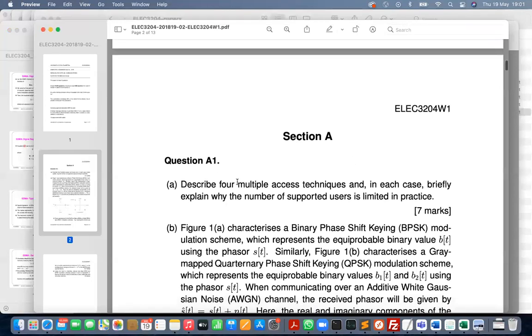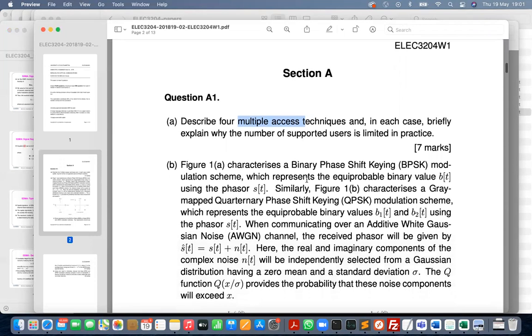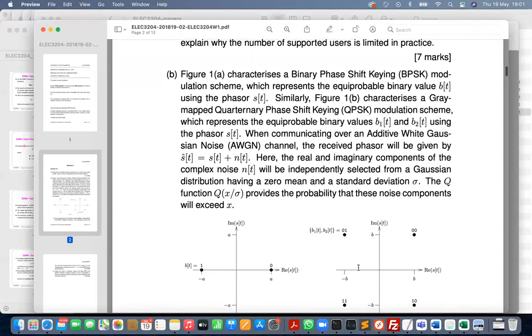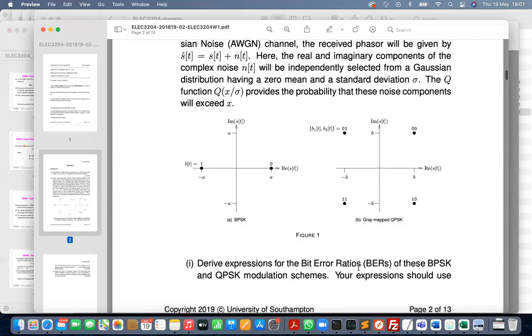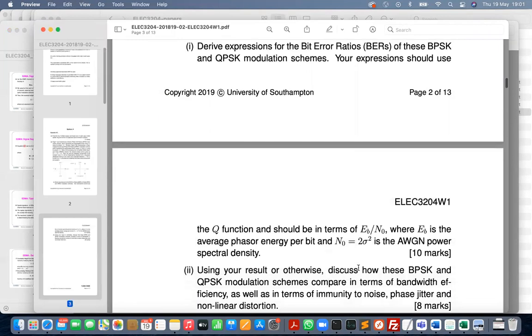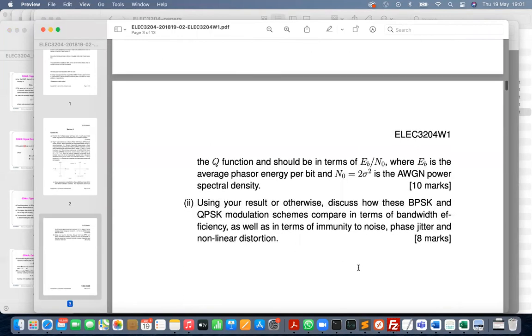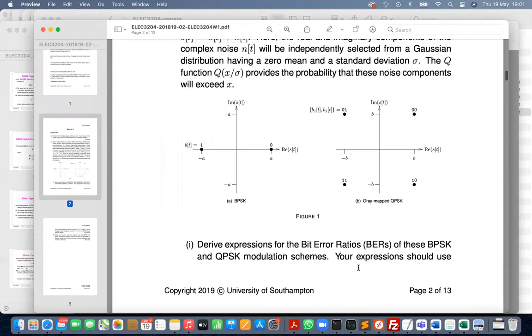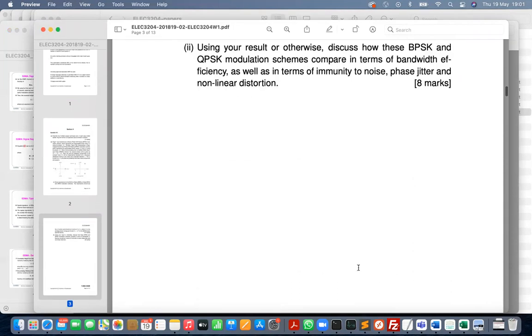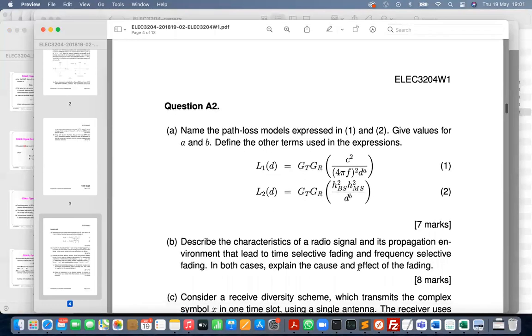The first is the four multi-user access techniques. So in frequency domain, in time domain, in code domain, and in space domain, we have covered that before. Secondly, BPSK, QPSK, this is the same question as we went through before in the first exam paper. So you need to derive BER and also PAPR and minimum phase rotations. So that's already been done.